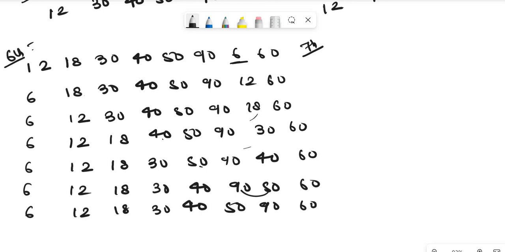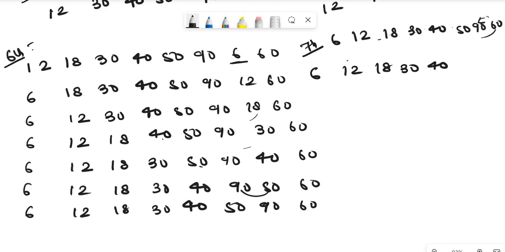In the seventh iteration we have 60. Let me write the numbers here: 6, 12, 18, 30, 40, 50, 90, 60. 60 with 6, no swapping will be done. 60 with 12, no, with 18, no, with 30, no, 40 no, 50 no. 60 with 90, yes, swapping will be done here. So it will be 6, 12, 18, 30, 40, 50, 60 and 90.